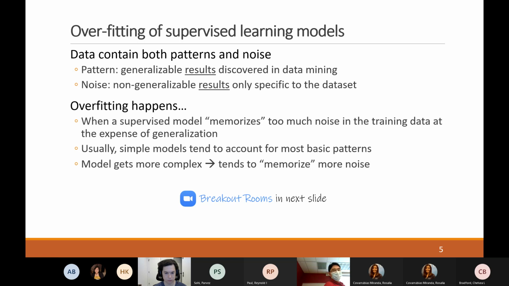But sometimes you have linkages between the target labels and the input variables that are not useful to predict new cases. That's what we call noise, but this is tricky. How do you know?